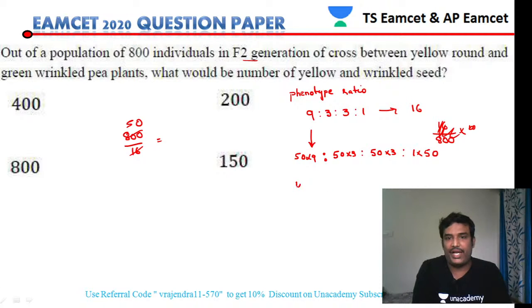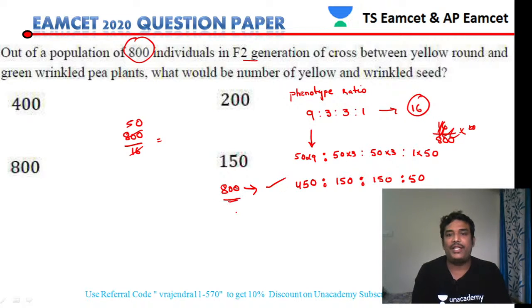So 5 9s 45, 450 is to 150 is to 150 is to 50. So now this is the ratio for 800 individuals. What I have done is for 800 individuals, this is the ratio. This ratio is for 16 individuals. Now the question is asking about 800 individuals.